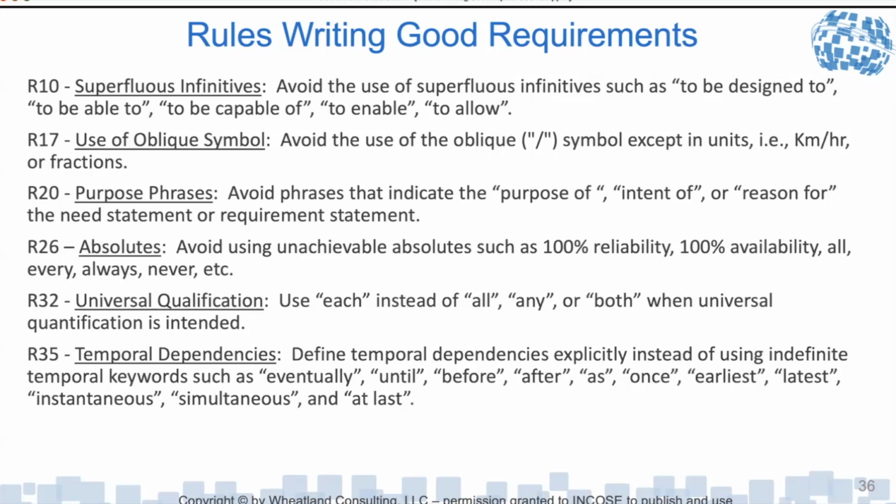And then we have temporal dependencies. Define temporal dependencies explicitly instead of using indefinite temporal keywords such as eventually, until, before, after, as, once, earliest, latest, instantaneous, simultaneous, or at last. "The system shall eventually do something." I mean, do you care? You don't not care when it actually does it. If you want it to do it, you get rid of that. Or if it needs to do something instantaneously, how do you measure instantaneous?